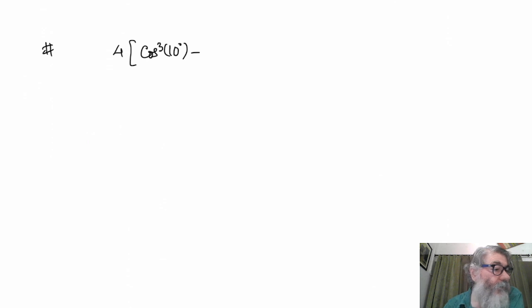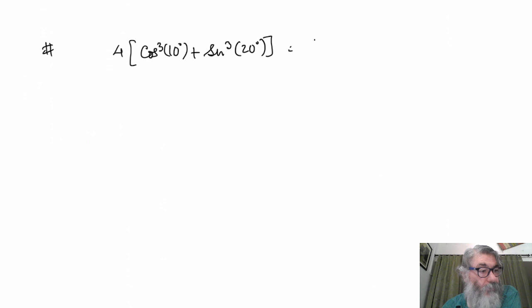Now one more question we have to do, which is to prove that cos cube 10 degree plus sin cube 20 degree is equal to 3 upon 4 times cos 10 degree plus sin 20 degree. Let us start with the left hand side.